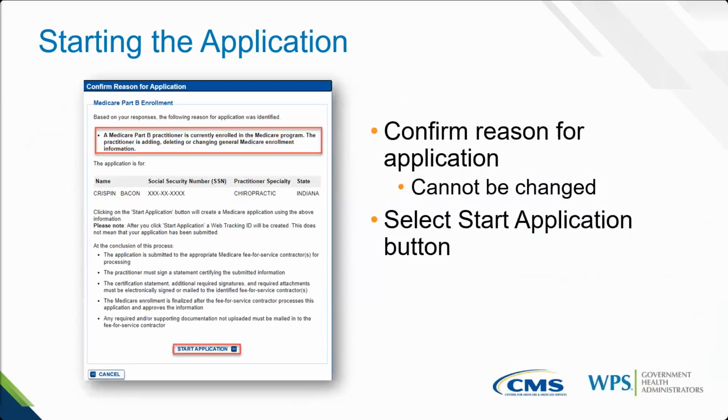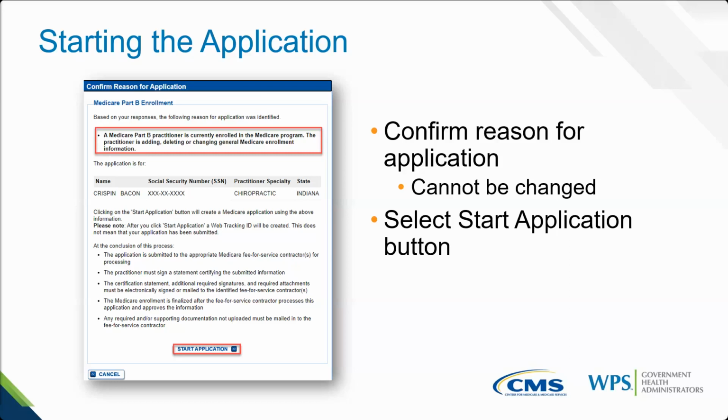Once you make that selection, you will come to the confirm reason for application screen. And this is something that you do want to review very carefully. Once you get past this screen, you can't go back and change anything. If the scenario isn't at least largely lining up, the wording might be a little bit different, but if it's not lining up with what you're trying to do, you might not be able to execute the change. You may have to delete the application that you started and create a new one. I don't want anyone to get caught in that.